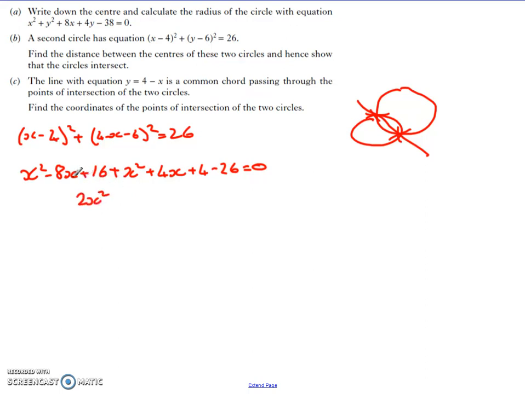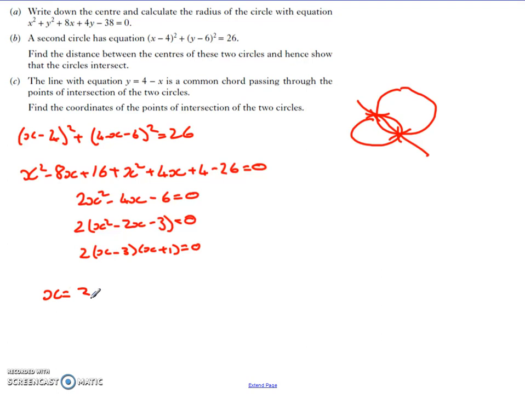So we get 2 x squareds. I've then got minus 8x plus 4x, so that then gives me minus 4x. I've then got 16 plus 4, which is 20, take away 26, which is minus 6, and that equals 0. Factorise it off and I get 2 bracket x squared minus 2x minus 3 equals 0. So 2 bracket x minus 3, x plus 1 equals 0. And from this I can simply say x equals 3 or negative 1.